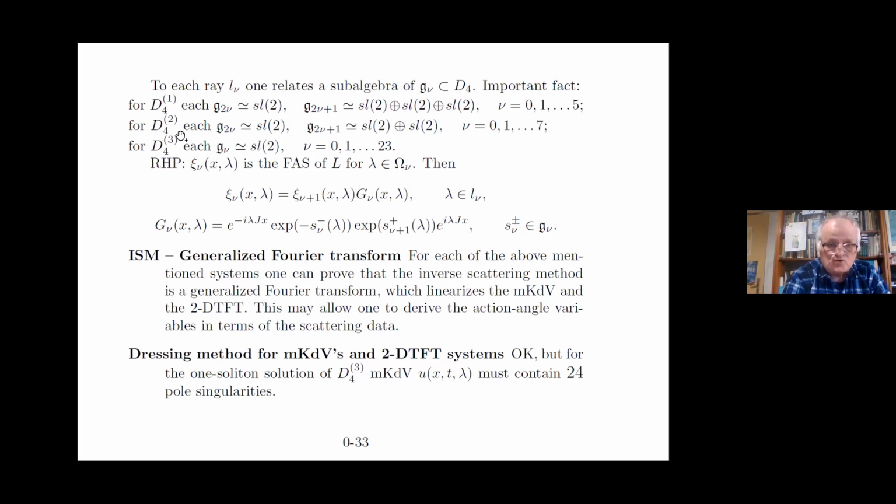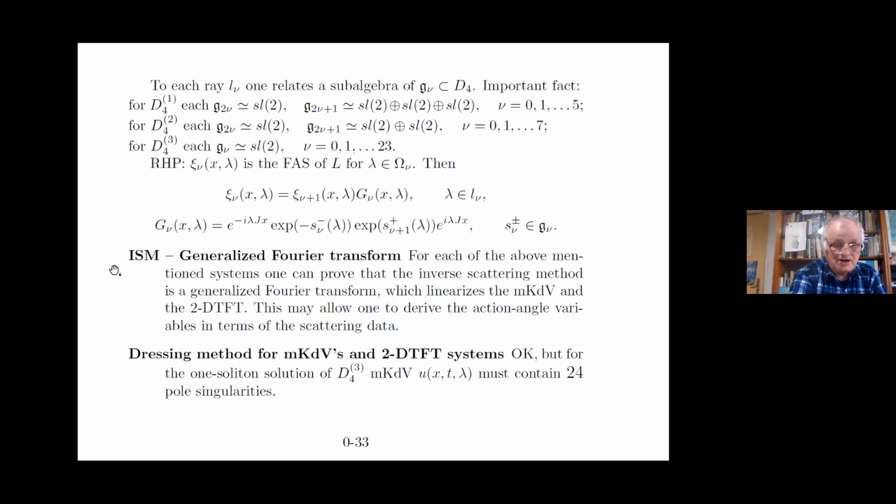When we have D42, then again we have a similar construction, but now one algebra SL2 is related to the even rays, and for the odd rays we have a sum of 2 SL2 subalgebras. When it goes to D43, now we have 24 rays. And with each ray, we define just one SL2 subalgebra. This is also very helpful and gives us the chance to derive action angle variables in terms of the scattering data of the corresponding Lax operator.